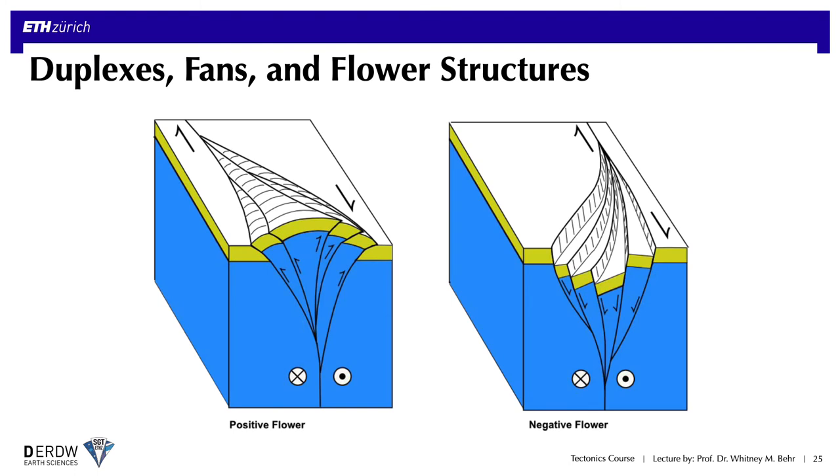In cross section, these oblique slip regions may form flower structures, with positive flower structures in the case of transpression, sort of squeezing things upward, and negative flower structures in the case of transtension.